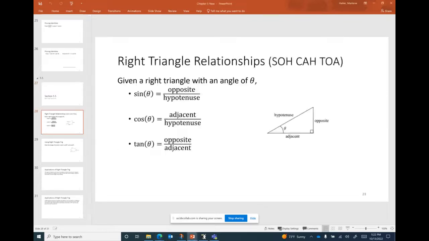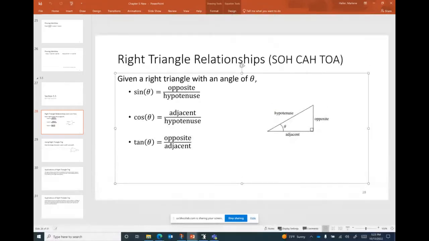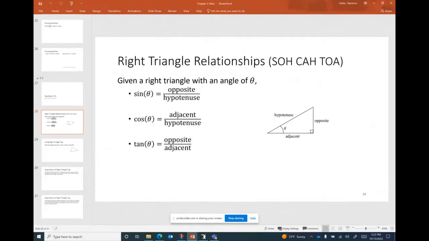All right, so in 5.3 and 5.4, we've been looking at the trig functions as they're defined in relation to a circle, usually even the unit circle. Now we're going to add a little bit to that. We're going to define trig functions based on the ratios of sides of the triangle. Okay, so you may have heard SOHCAHTOA. That's an acronym to help remember the trig definitions for the sine, cosine, and tangent.